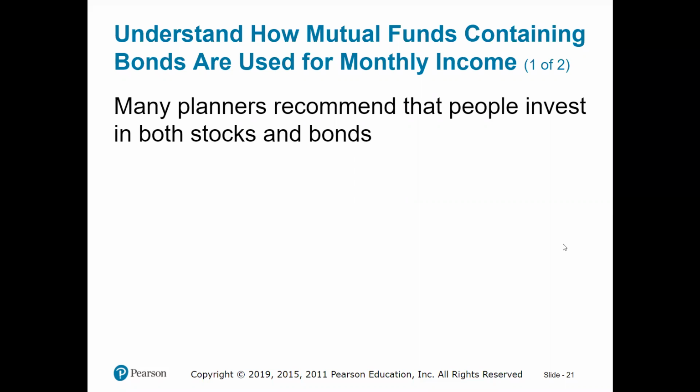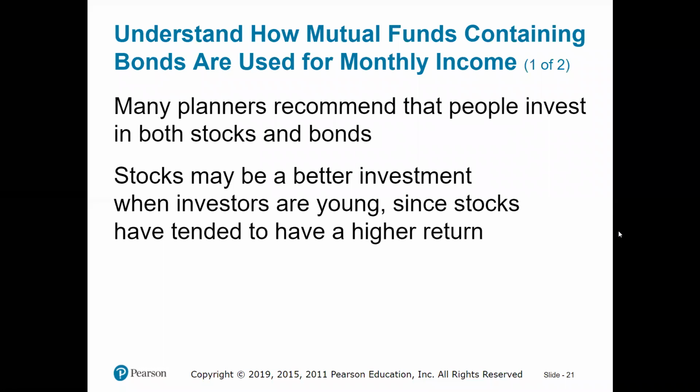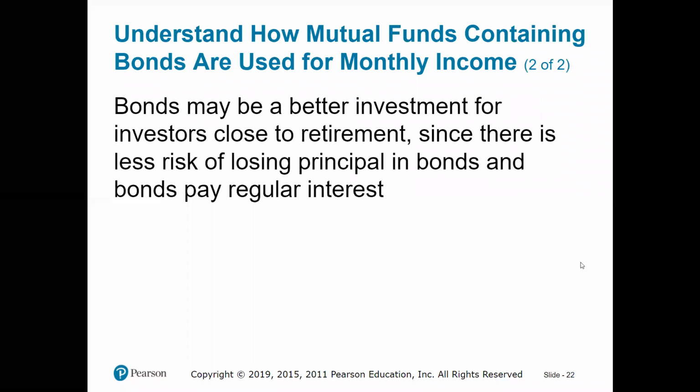Understand how mutual funds containing bonds are used for monthly income. Many planners recommend that people invest in both stocks and bonds. Stocks may be a better investment when investors are young, since stocks have tended to have higher return. Bonds may be a better investment for investors close to retirement, since there is less risk of losing principal in bonds, and bonds pay regular interest.